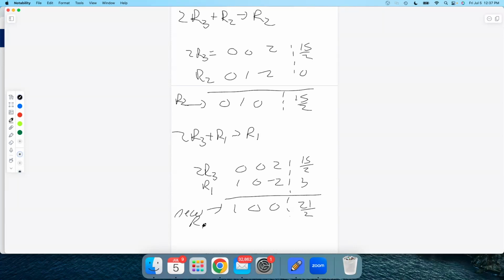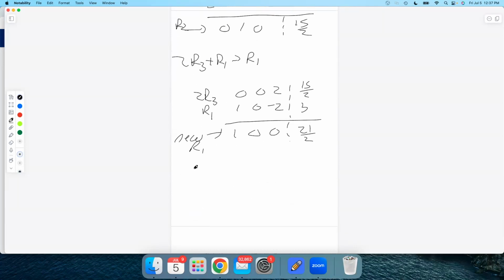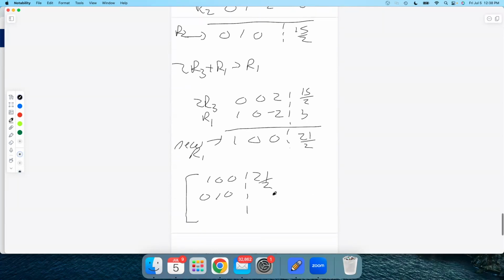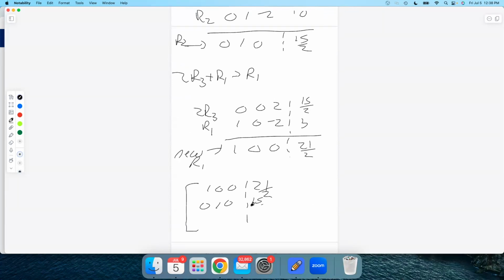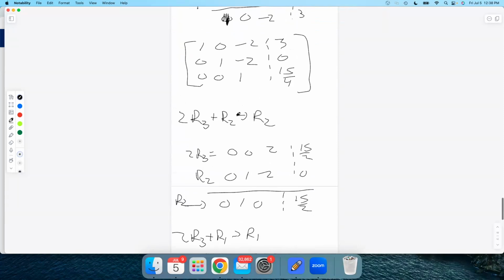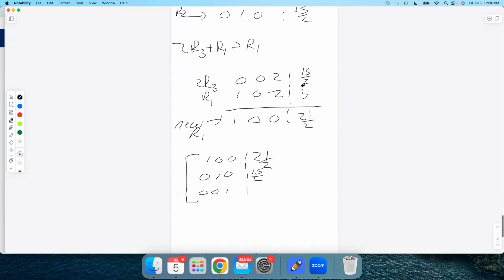So let's squish all this together into our matrix now. What do we have? 1, 0, 0, 21 over 2. New row 2 right there above us: 0, 1, 0, 15 halves. And row 3, 0, 0, 1, 15 fourths.